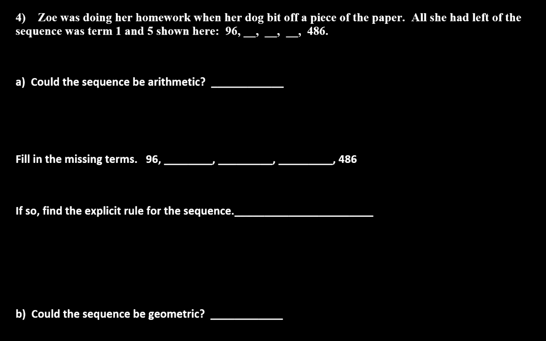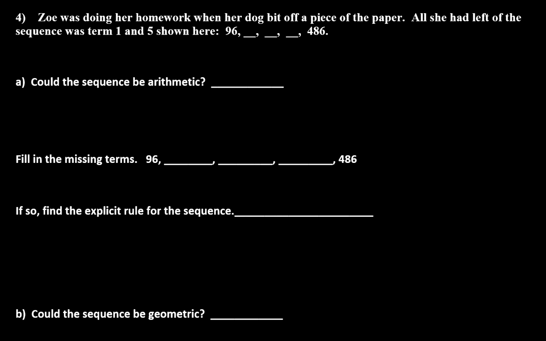Zoe's doing her homework at home. That's interesting. And a dog bit off a piece of the paper. All she had left was the sequence. Oh, all she had left of the sequence was the first and the fifth term. Were terms 1 and 5 shown here?